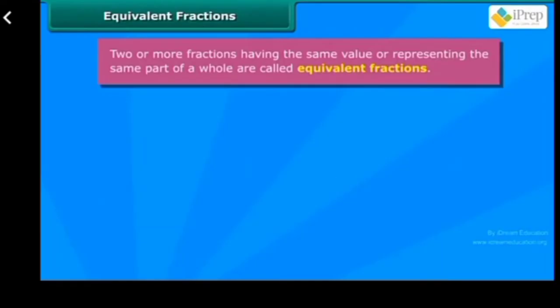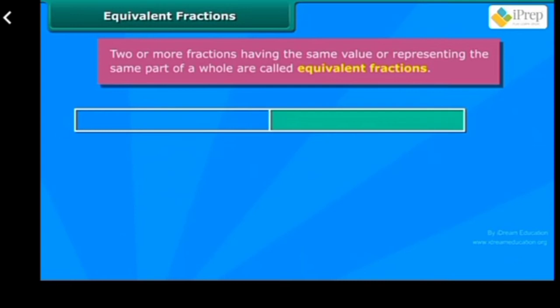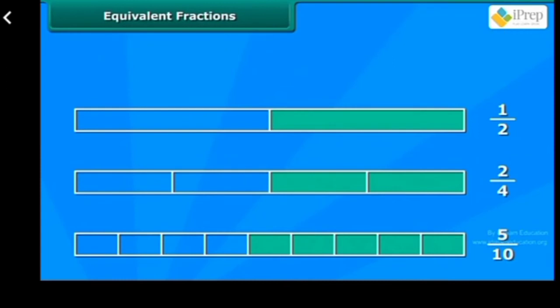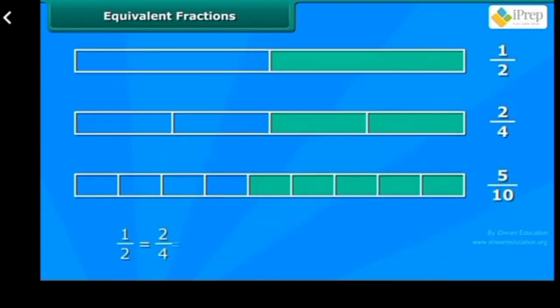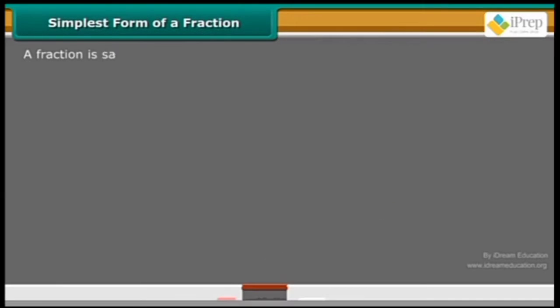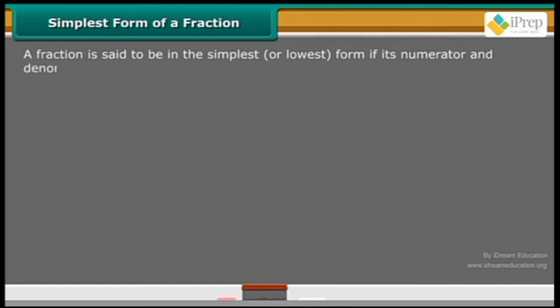Fractions having the same value or representing the same part of a whole are called equivalent fractions. This can be known by the figures given, where the fraction is represented by the shaded portion. The value of a fraction does not change if the numerator and denominator of the given fraction are multiplied or divided by the same non-zero number. It is said to be in the simplest or lowest form if its numerator and denominator have no common factor except 1.